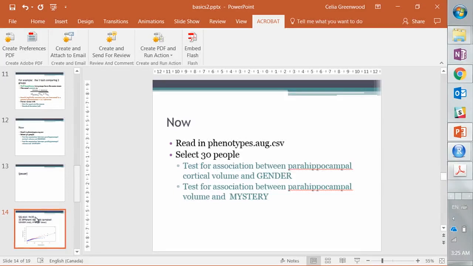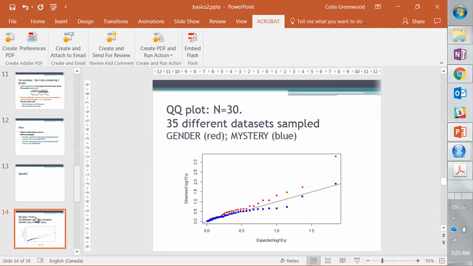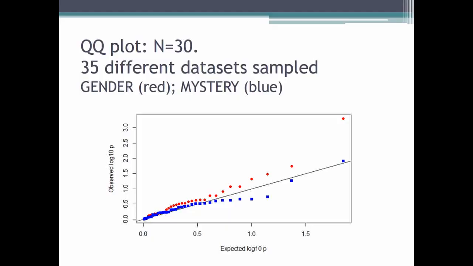So here, there were 35 people registered for the course, so I did that 35 times. There were two variables in the data set that I was focusing on. One of them was called gender. And there really is an association. It's just taking its time, it'll come up in a second. There really is an association between this cortical volume and gender. And those are the red dots.